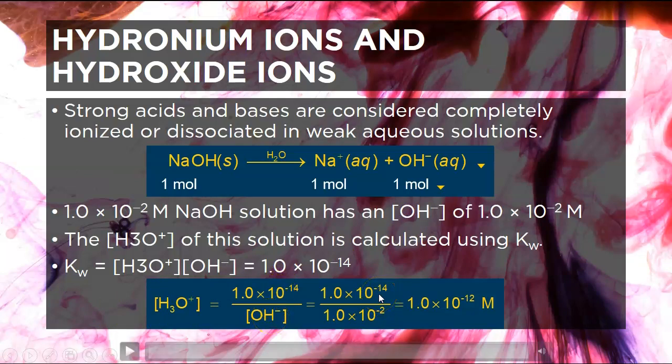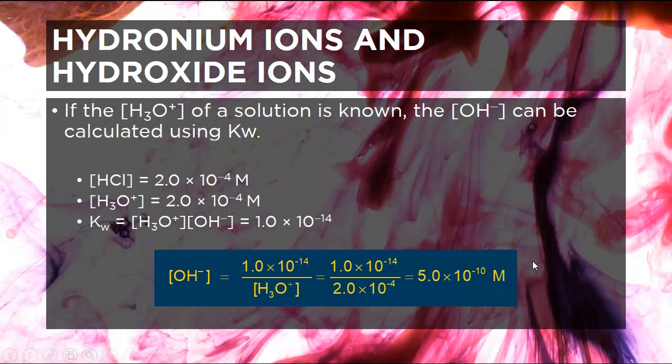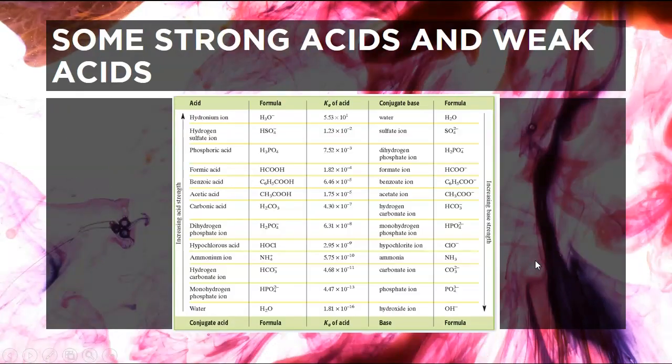So that's 1 times 10 to the negative 14th over 1 times 10 to the negative 2nd. And to subtract the exponents, you're going to get 1 times 10 to the negative 12th. So what this is telling me is if I know one, I can find the other, and vice versa. I just take 1.0 times 10 to the negative 14th divided by the other one. There should be an example coming up soon.